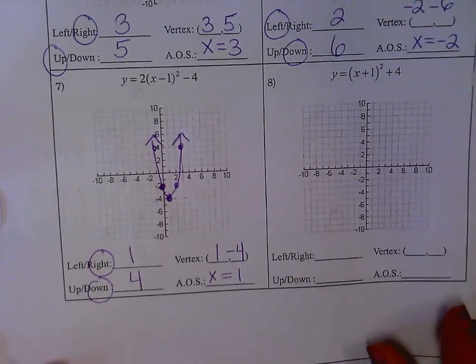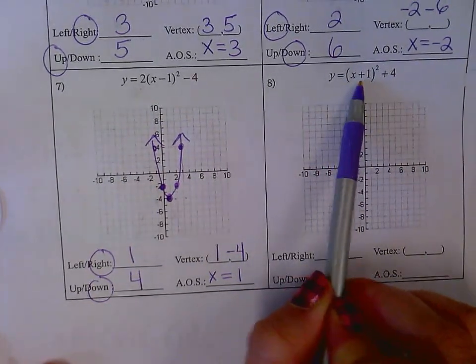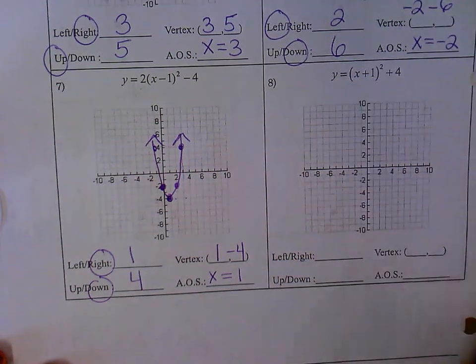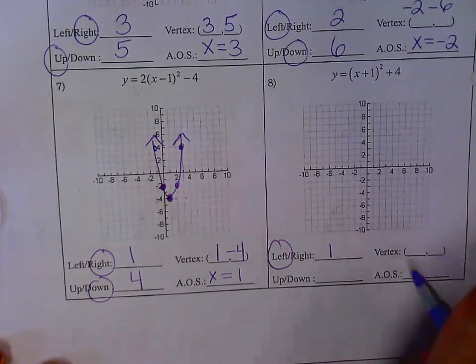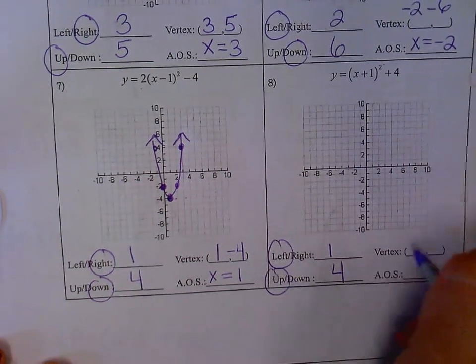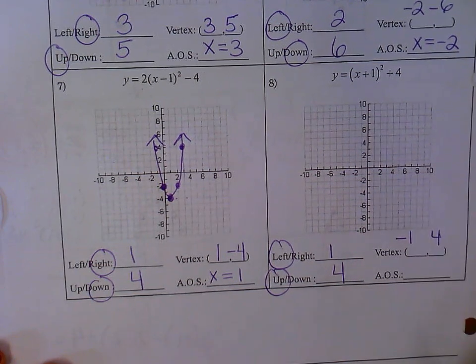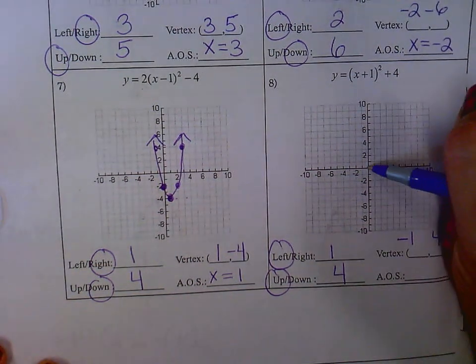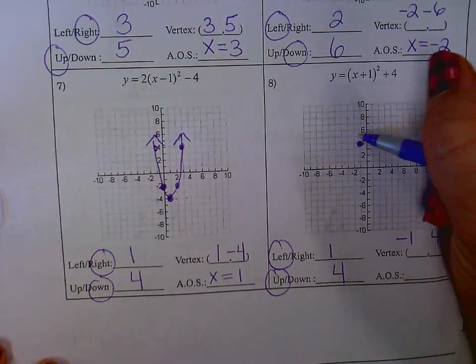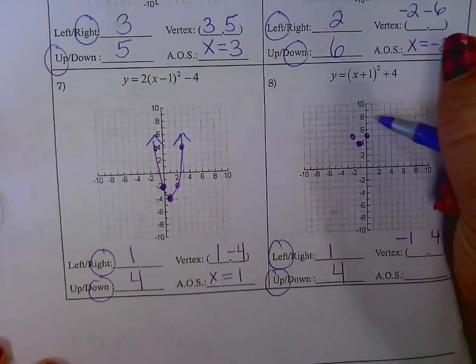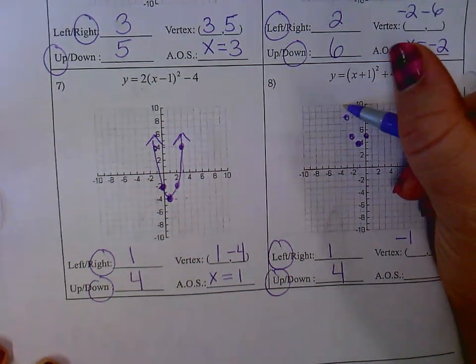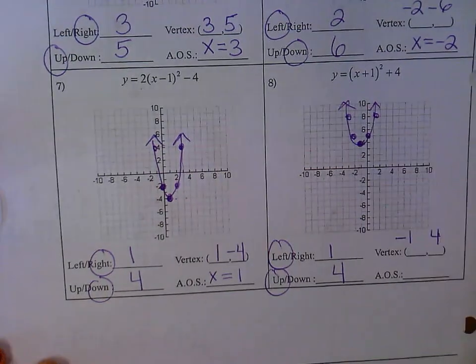And then the last example, this one is to the left. So left 1, up 4, -1, 4. Let's see, -1, 4, and then it's the concave up parent function again, right? So 1, 1, and then over 2, up 4.